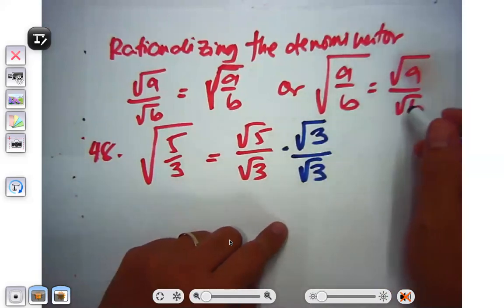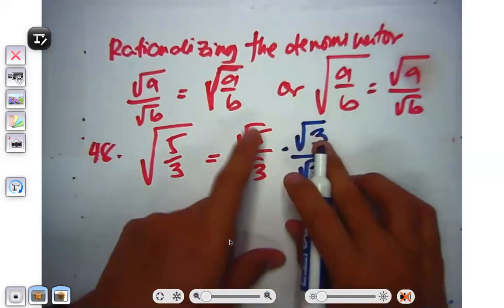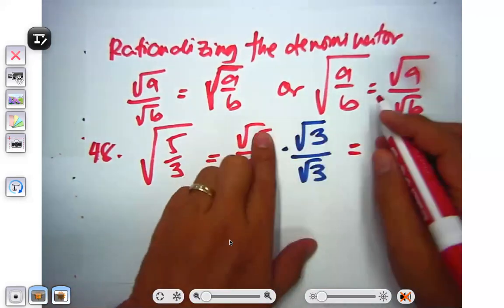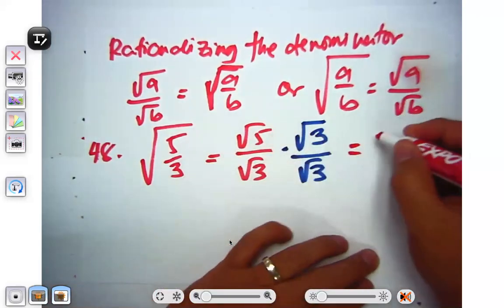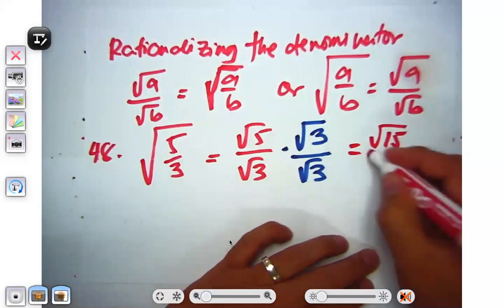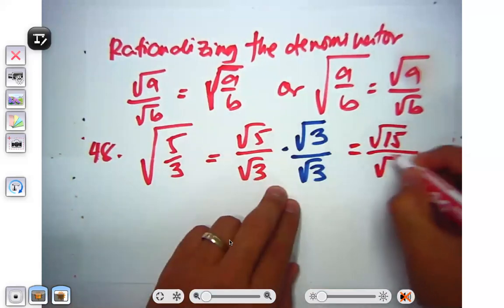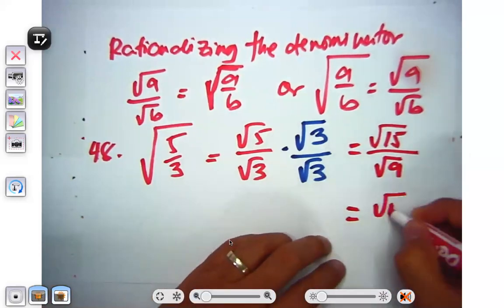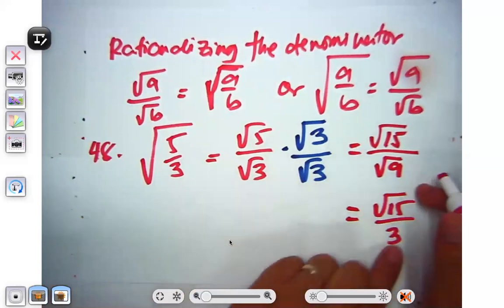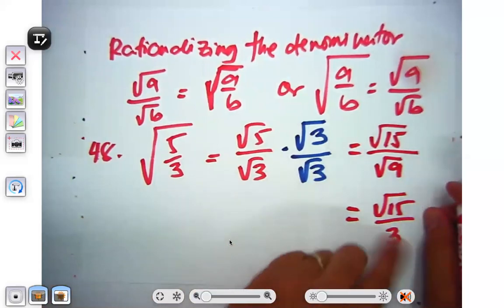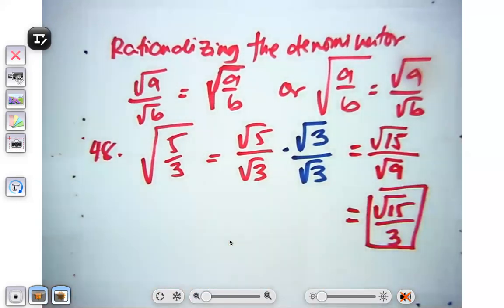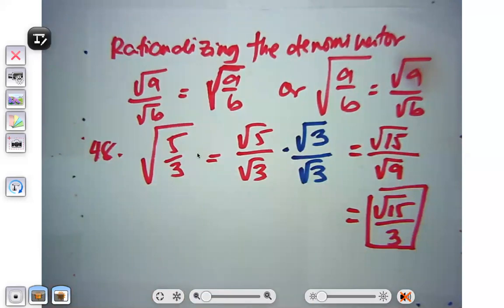Okay, so let's multiply this. Can you multiply this? Both are radicals. Yes, they are both radicals. So that means we can multiply 5 and 3. 5 times 3, 15. So we have square root of 15 over square root of 9. But what's the square root of 9? 3. So we have square root of 15 over 3. We are now done. We have rationalized the denominator, no more radical. So square root of 15 over 3 is equivalent to square root of 5 over 3.